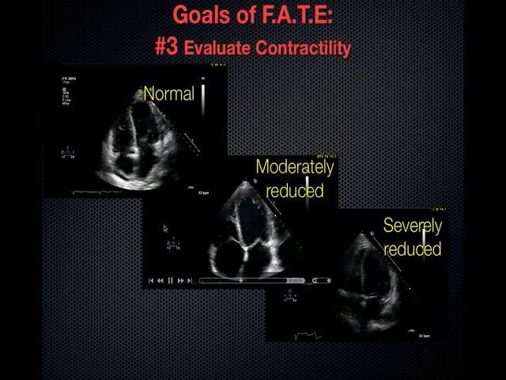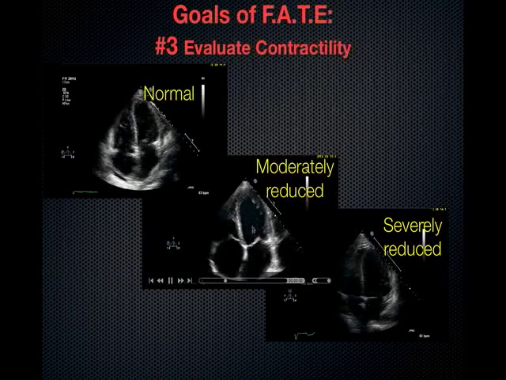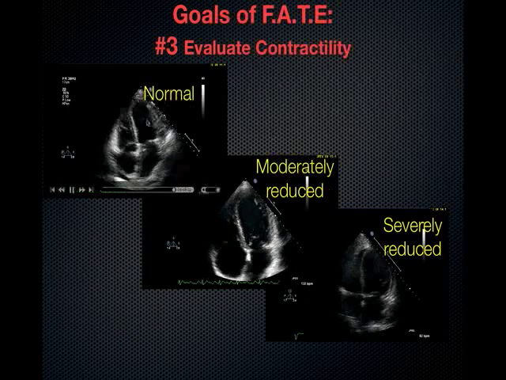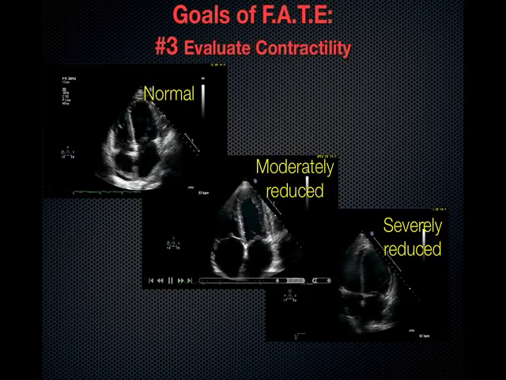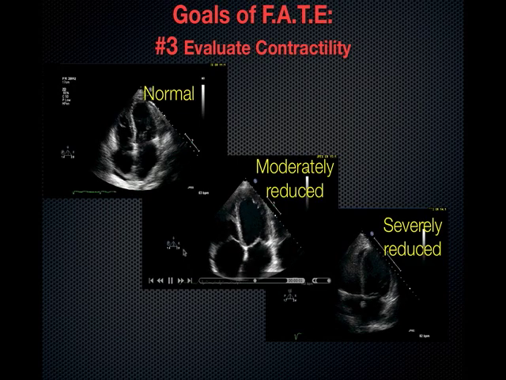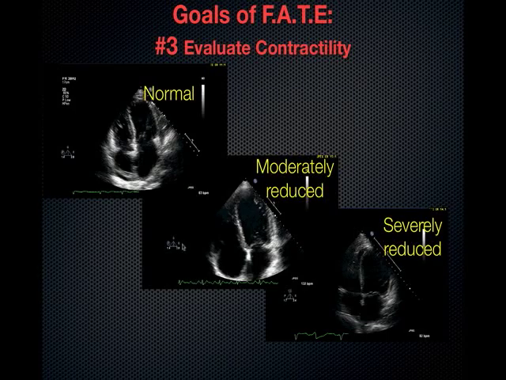By comparison, moderately reduced, here we have some thickening and some chamber size change, but it's not up to normal. And the tricuspid annular plane here is not moving that 2 centimeters towards the apex. It's moving a little bit, but it looks more like it's being dragged instead of being squeezed.